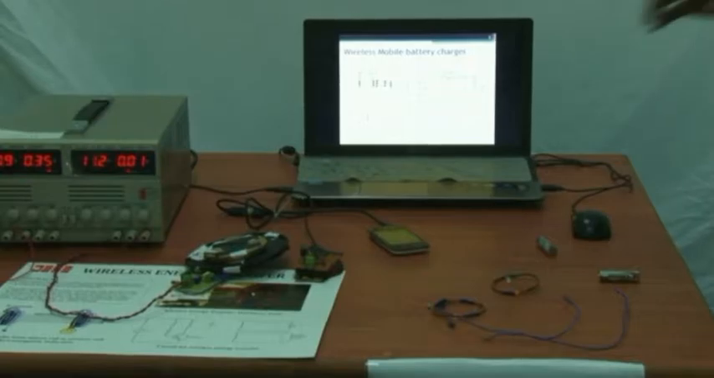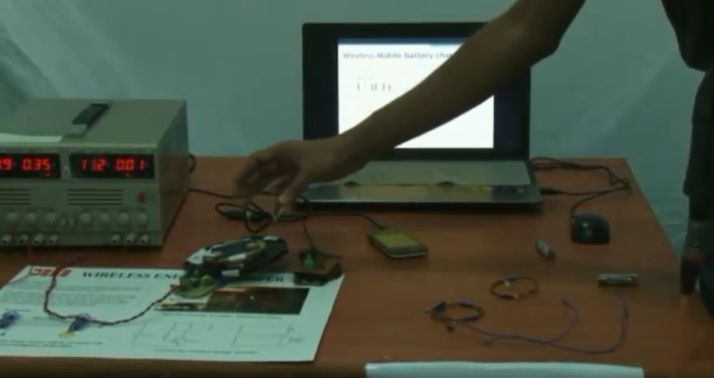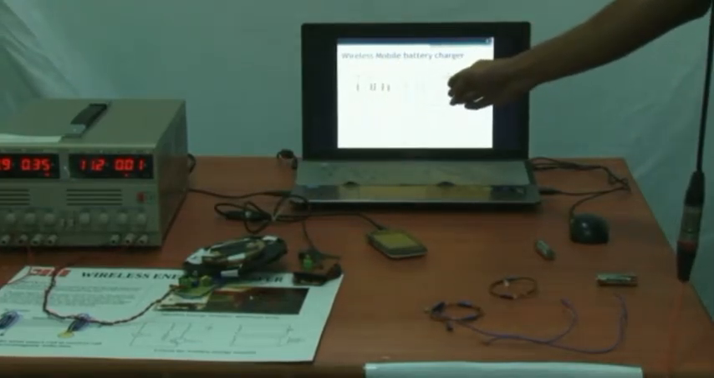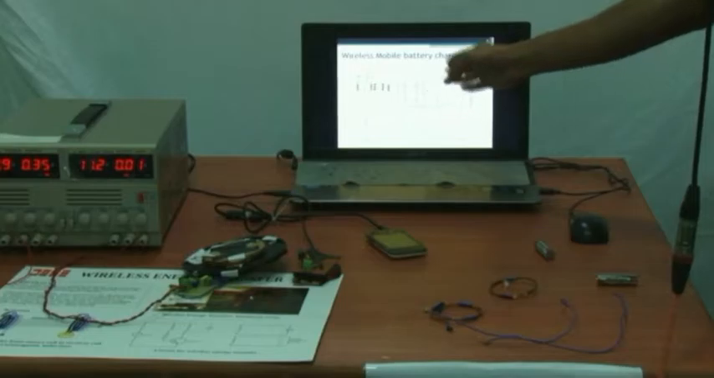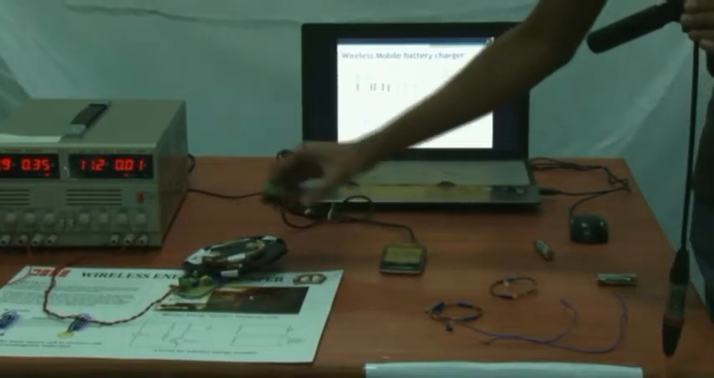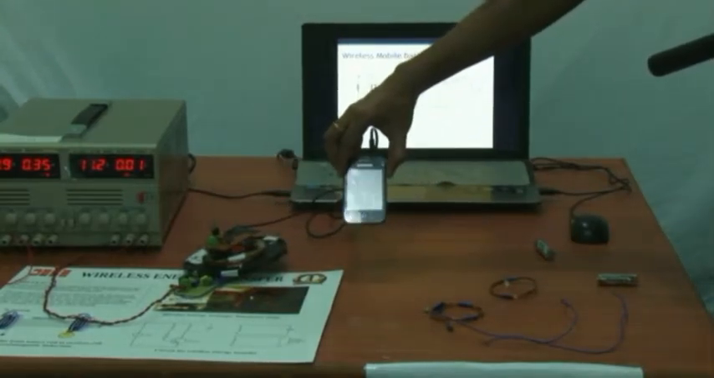Here I have a setup with a self-running oscillator of the same kind as shown in the left part of the circuit, and here I have the receiver coil with the rectifier circuit. If you observe, when I bring this receiver coil over here, the mobile has started charging.